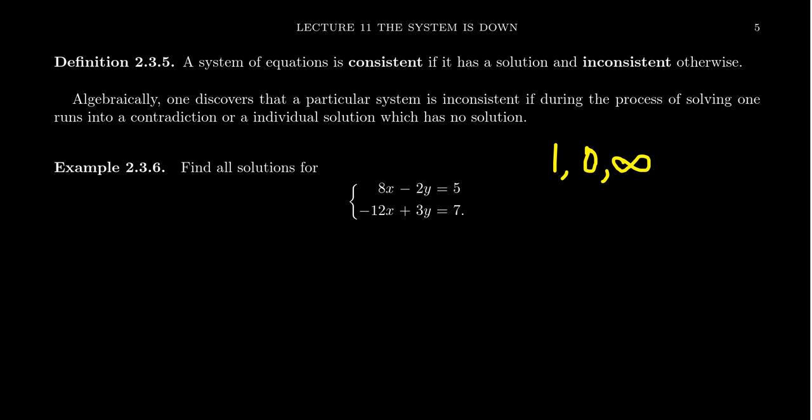Geometrically, this made sense, but the methods of substitution or elimination are algebraic methods. How do you detect these geometric cases when you look at it only algebraically? That's what I want to talk about in this video here. Of course, I also want to introduce some appropriate terminology that we use when we describe systems of equations.